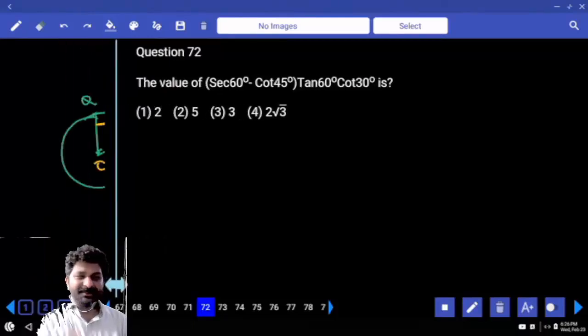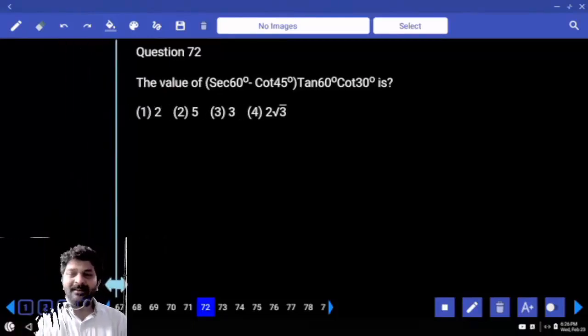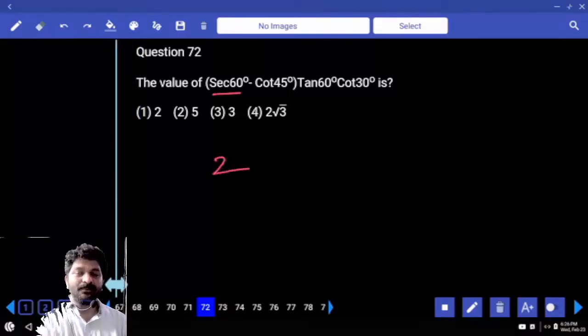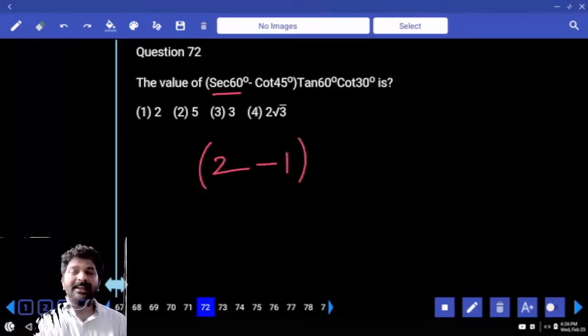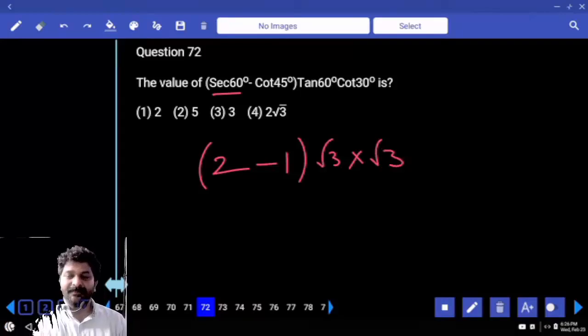Next, directly substituting values, nothing is there. Secant 60 degrees is 2, since cos 60 is 1 by 2. Minus cot 45, which is 1. Tan 60 is root 3. Cot 30 and tan 60 both are the same. So 1 into 3, that is 3.